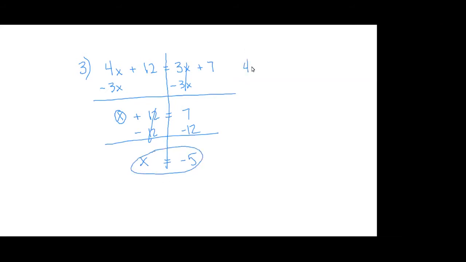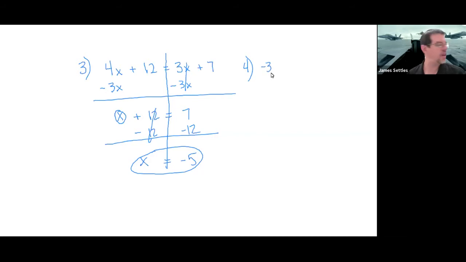All right, question 4. All right, so we have negative 3 minus 4.7x is equal to 7.3x plus 9. All right, so we draw our line here.